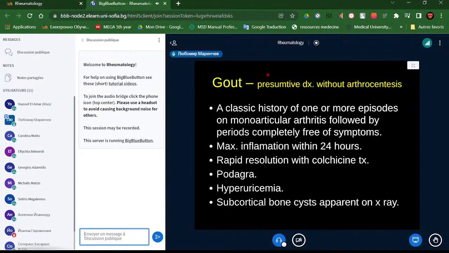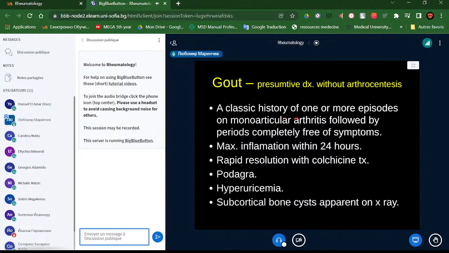How can you make a presumptive diagnosis of gout without arthrocentesis? Some of you are not rheumatologists and will not become rheumatologists, but you have to suspect this diagnosis when you cannot make arthrocentesis. What presumptive clinical signs can lead you to think about the disease?